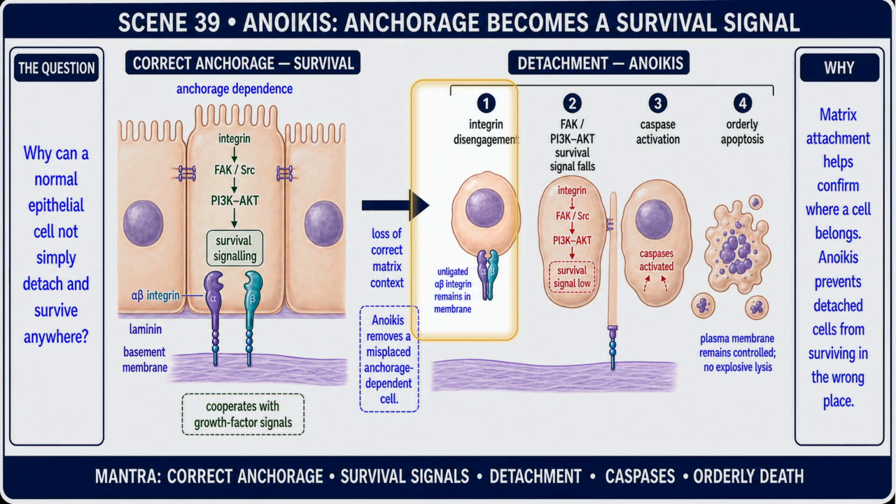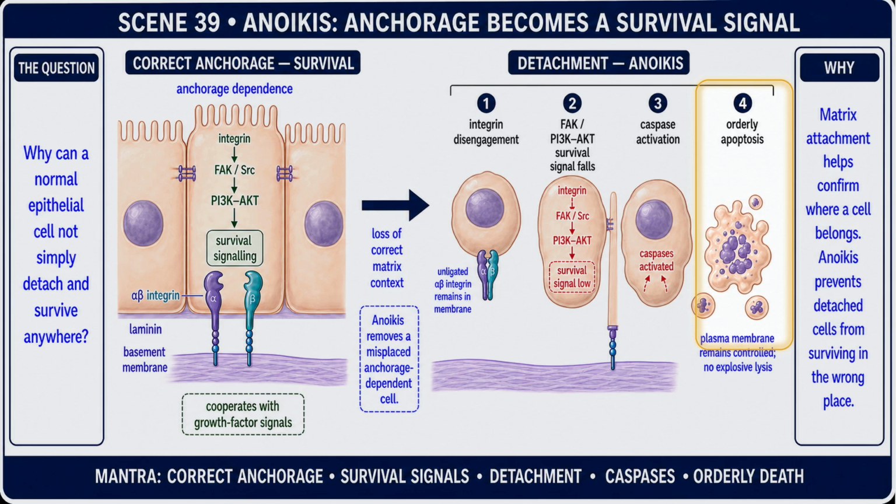When the cell detaches, the alpha-beta integrin does not have to disappear or split apart. It can remain intact in the plasma membrane, but become unligated because it no longer contacts the correct matrix. FAK and PI3K-AKT survival signaling then falls. If the cell cannot replace that signal, pro-apoptotic pathways activate caspases. The cell shrinks, chromatin condenses and fragments, the membrane forms blebs, and membrane-bound apoptotic bodies are produced.